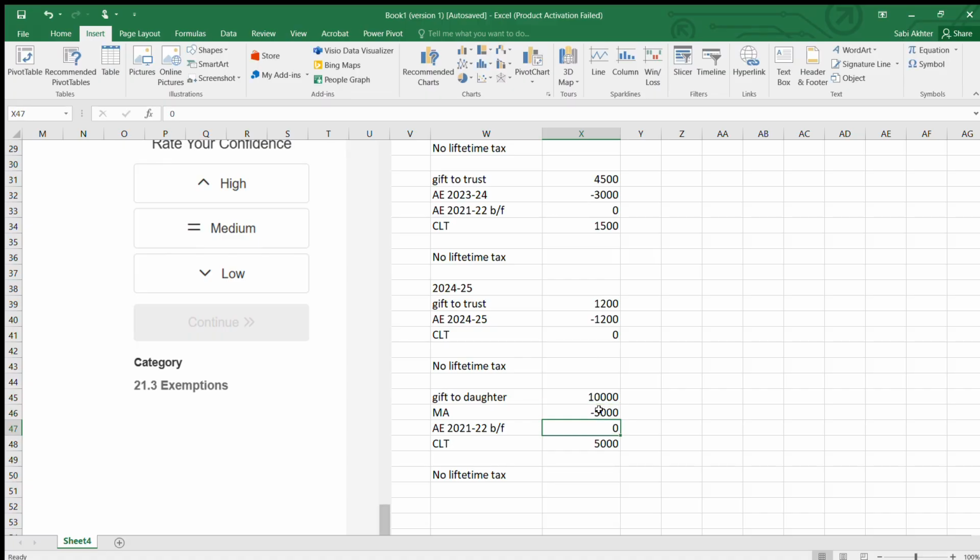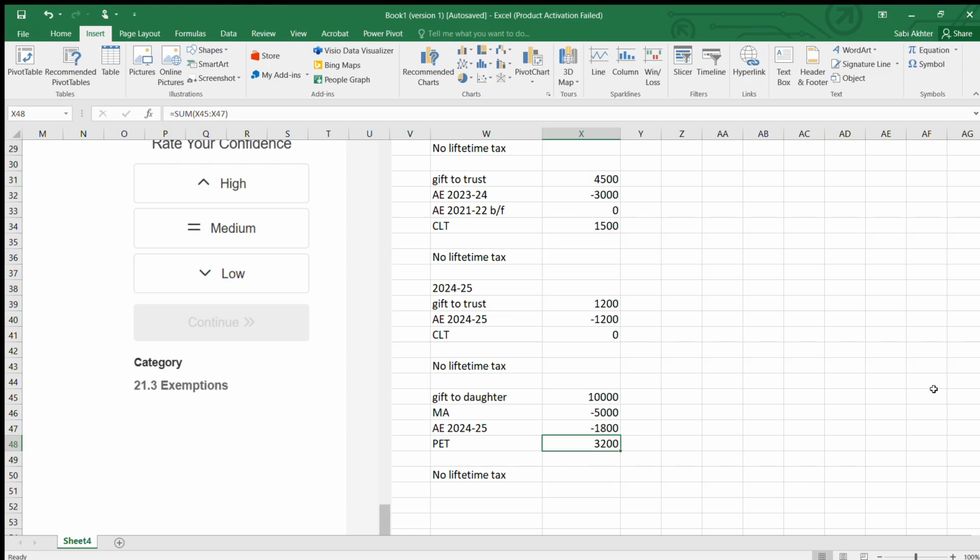Then the remaining, see, out of 3,000, 1,200 was utilized. The remaining annual exempt amount of 24-25, 1,800, is the balance. So now this is a PET. This is a PET of 3,200. Here also no IHT, unless Rusty dies within 7 years of the gift. Okay, and we don't know whether he'll be alive or not.